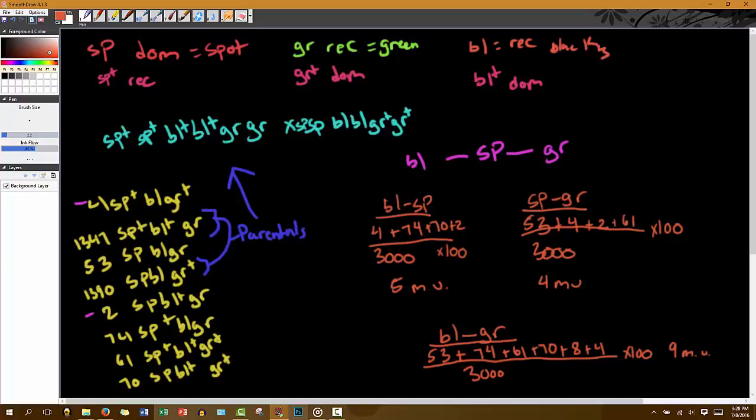So that about sums it up for this problem. You should get 9 MU total, because it's 5 plus 4 for the map distance. So yeah, I hope this helps you.